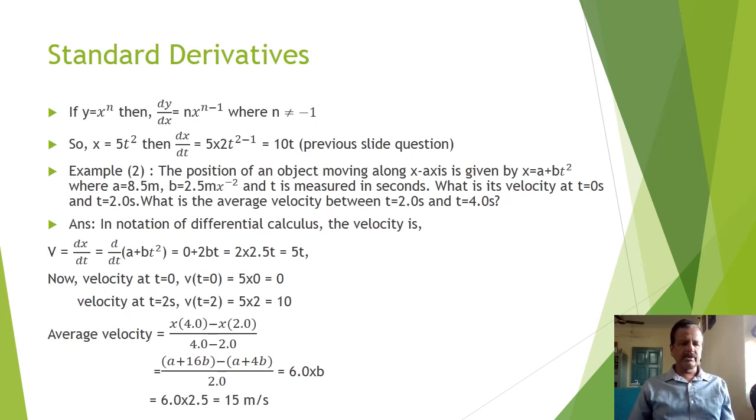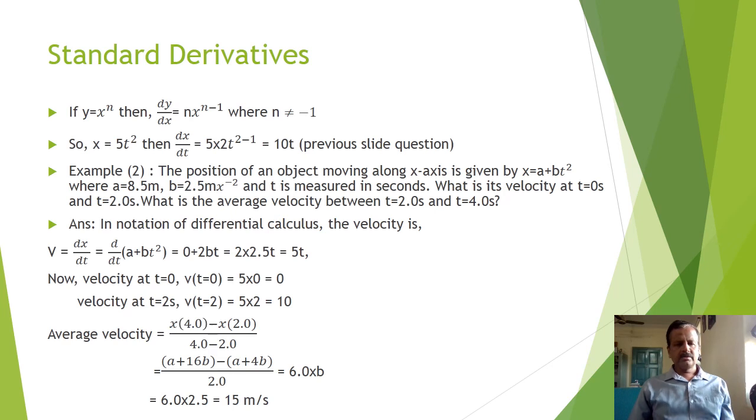Now quickly look into the second example. This is also a similar problem. The position of an object moving along the x-axis is given by x equal to a plus bt square, where a is 8.5 and b is 2.5. t is measured in seconds. What is the velocity at time t equal to 0 second and time t equal to 2 second? The second problem is, what is the average velocity between 2 seconds and 4 seconds?